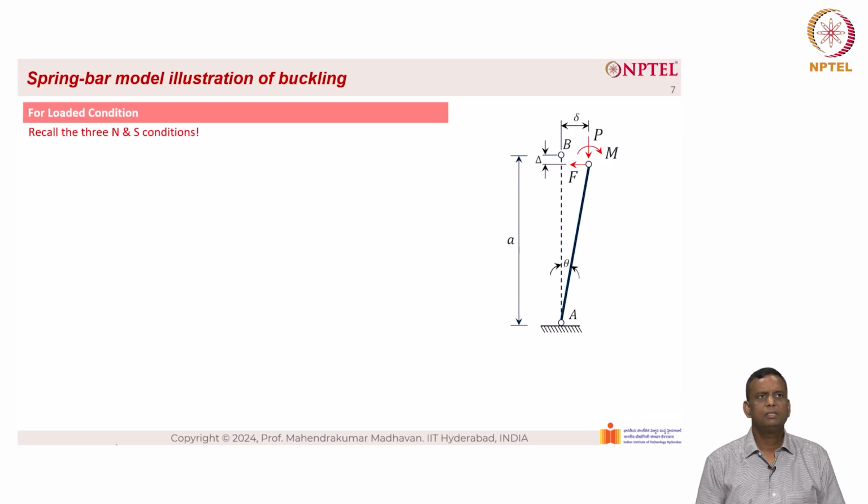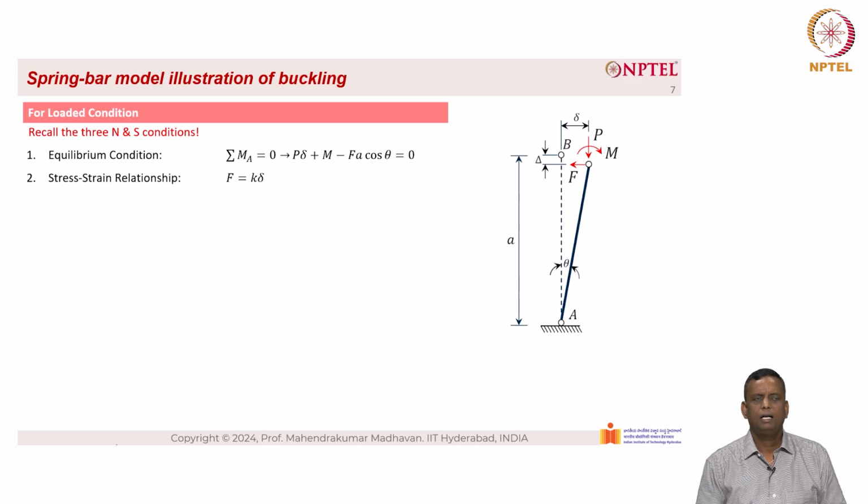For the loaded condition, recall the three necessary and sufficient conditions. First is the equilibrium condition. We are taking moment about point A, which is sigma MA. Here P into delta, we are taking clockwise as positive, so P delta plus M minus F A cos theta. A cos theta is the reduced length of the bar because of the deflection theta. Then there is the stress strain relationship, F equal to K delta, which is basically the spring action. And then there is the strain displacement relationship, which is delta equal to A sin theta.